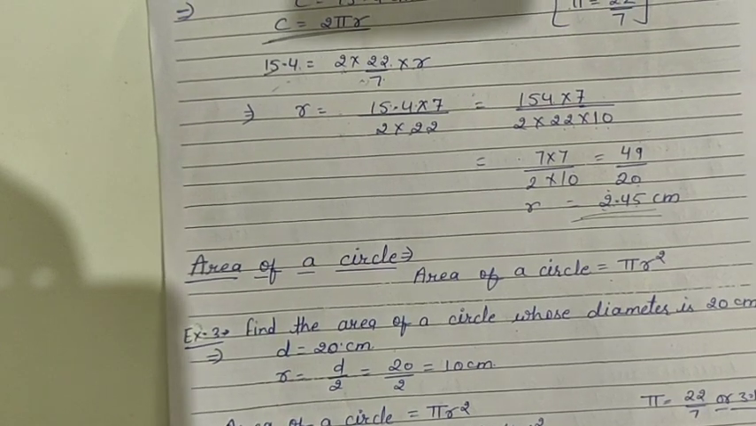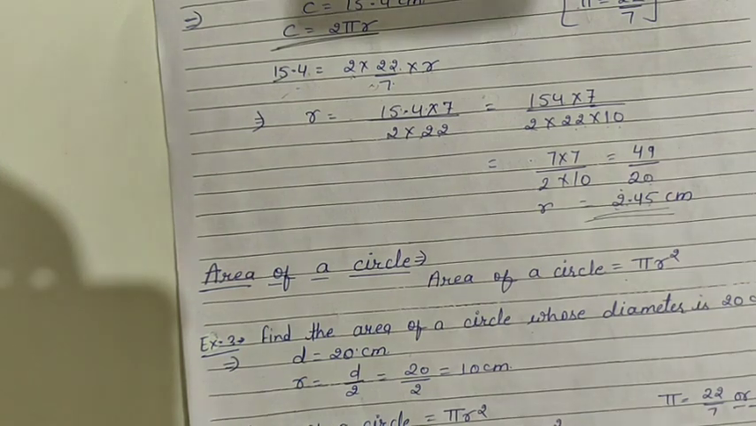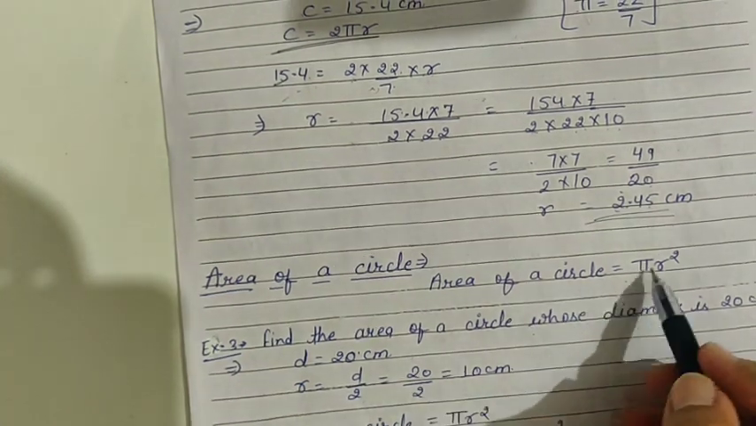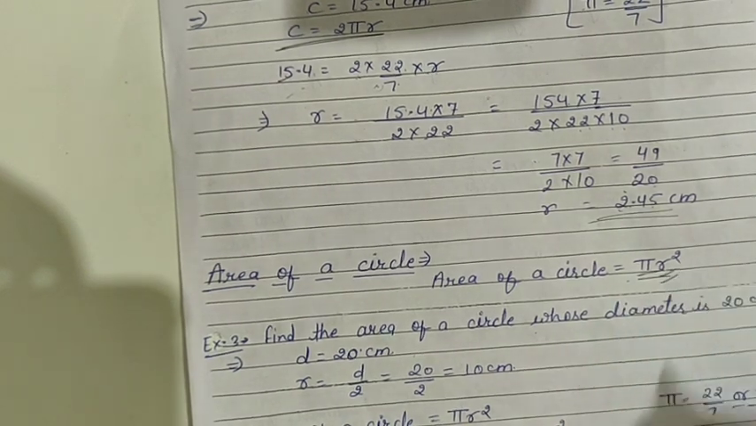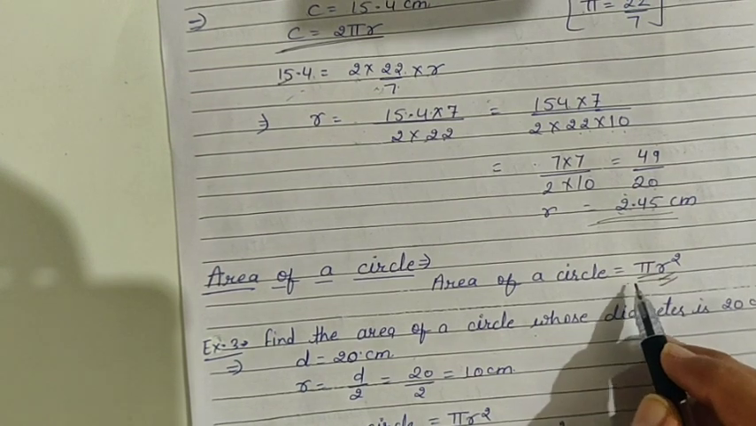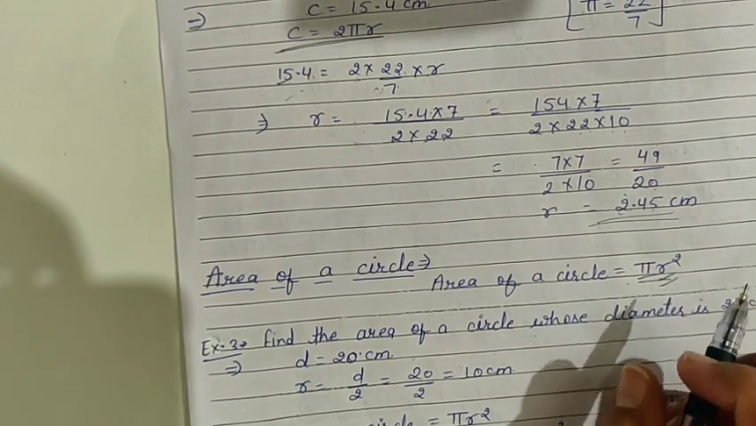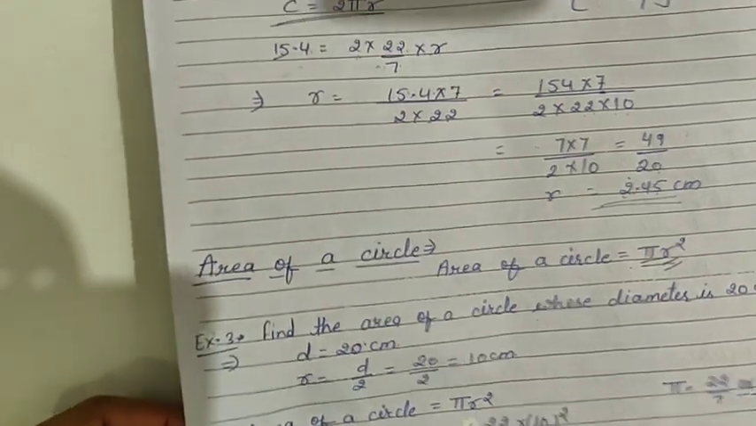Now area of a circle. Circumference of a circle is equal to 2 pi r and area of a circle is equal to pi r square. Okay students, this is the formula of area of a circle, pi r square, where r is radius and pi is equal to 22 upon 7 or 3.14. So example number 3.